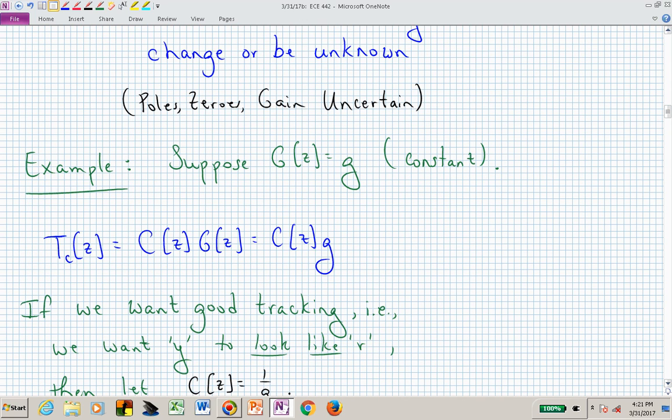Suppose that our system, G of Z, is not much of a system. Suppose it's simply a constant, and let's call that constant lowercase g, just to remind us that that's our system G. Now our desired closed loop transfer function we could write as capital T sub C of Z is the product or the cascade combination of our controller, capital C of Z, with G of Z.